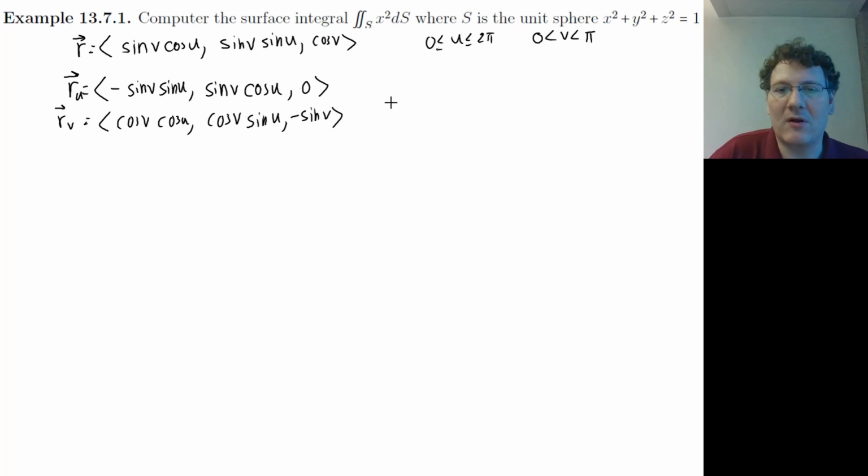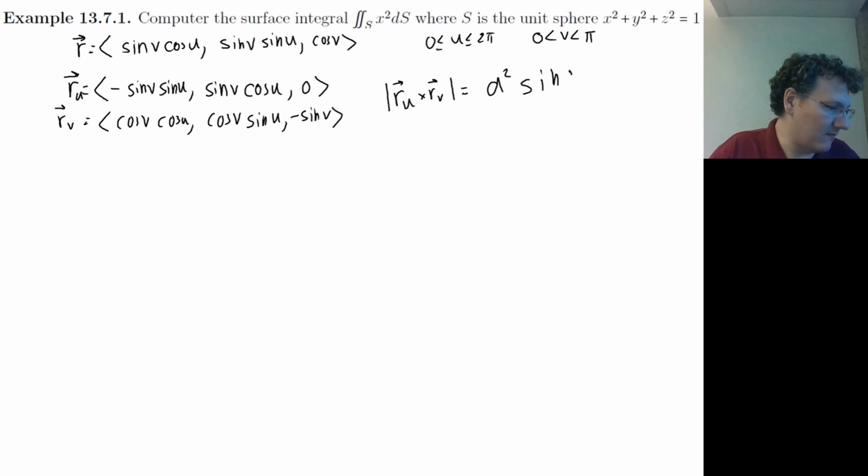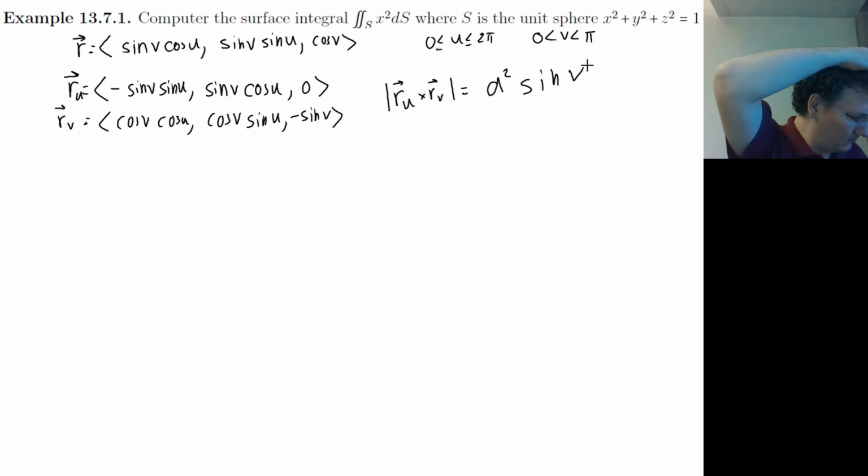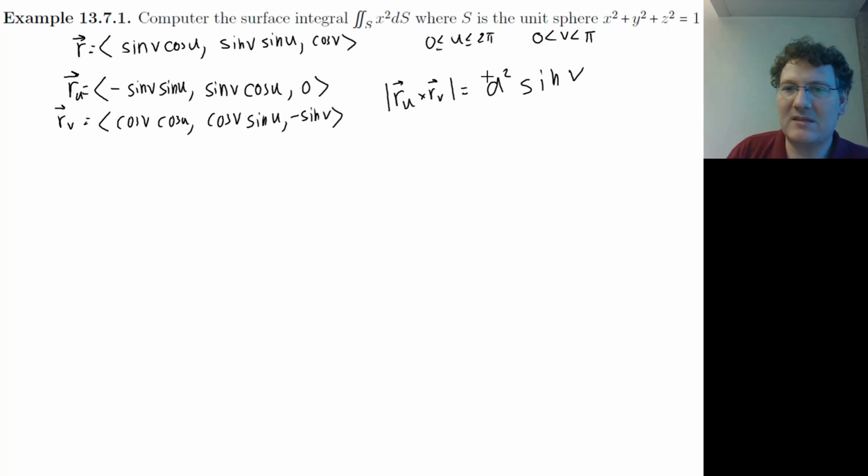Now, if you recall from before, when we found the magnitude of r_u cross r_v, it actually turned out to be something pretty simple. It was a squared times the sine of v. But in this case, the radius is 1, so we don't even need that portion here. So it's just the sine of v. So back to what we're actually trying to do here.